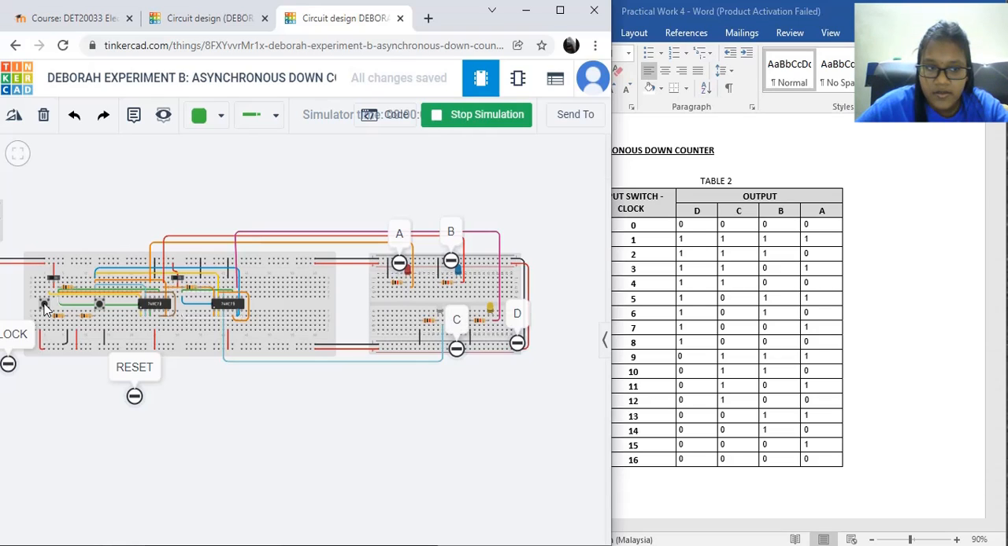Okay, at last none of the LEDs will be lit up, so this is the decreasing amount of the asynchronous down counter.